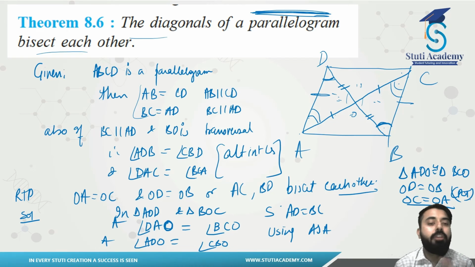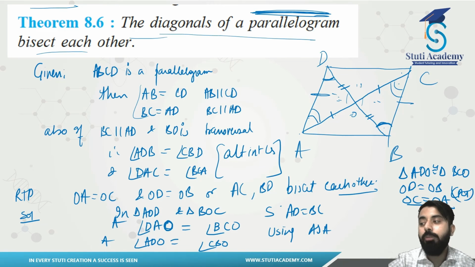So I hope you guys have understood the case and you don't have any doubt in this. So that will be the proof right here, and this is the proof that we had to have. Theorem 8.6 states that diagonals of a parallelogram bisect each other. So that will be the main thing to be noted here. I hope you don't have any doubt in this.